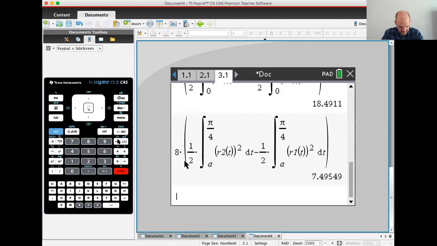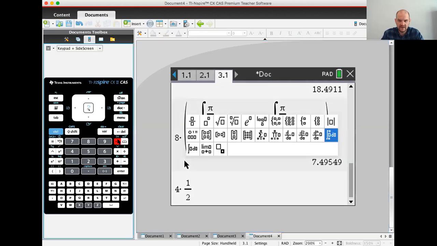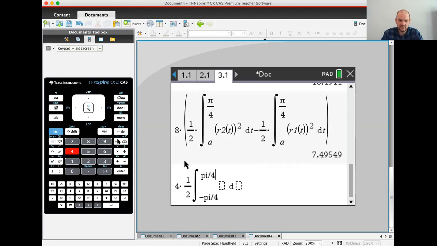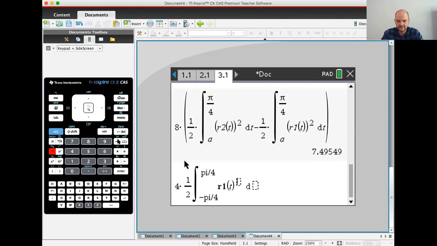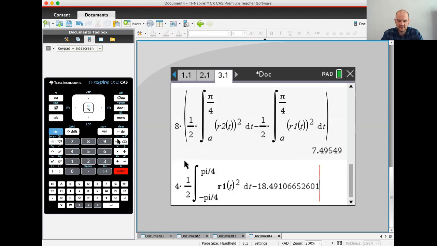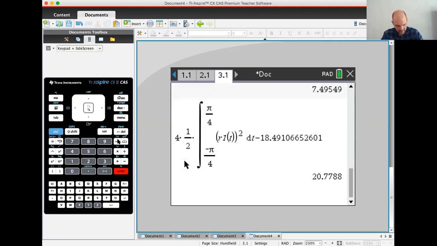And then I wanted to do 4 times 1/2 the integral from negative pi over 4 to pi over 4. I do that a lot with rose curves, back up and then go forward, especially with cosine, R1 squared dt. And then I needed to subtract from that my answer to the first one, which was this. So let's see what we get. We get 20 point something. Area inside both. It seems like that should definitely be bigger.